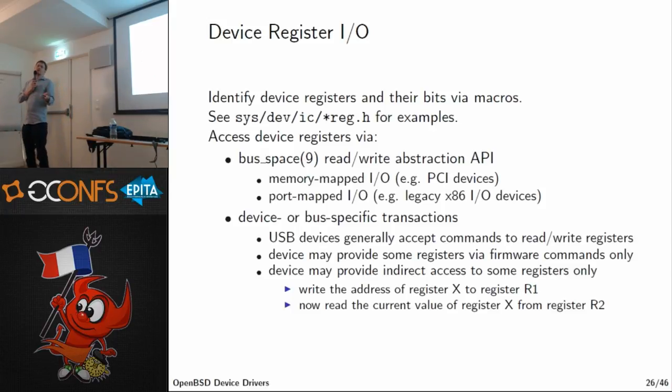Your function is going to take a register address and add the base address to it. This is actually something bus_space does for you. It then accesses the device register if it's mapped in memory at a particular point. And then you can read and write them.